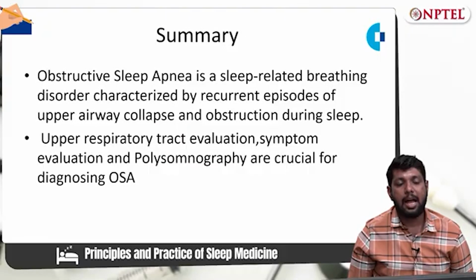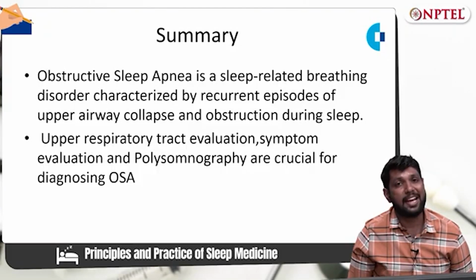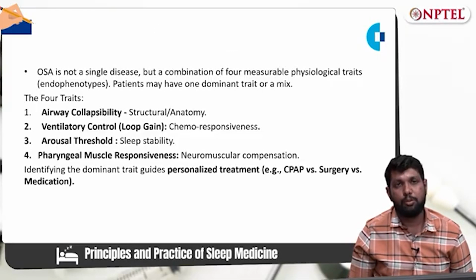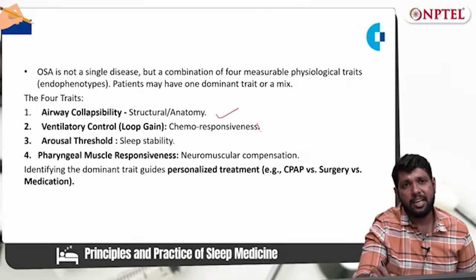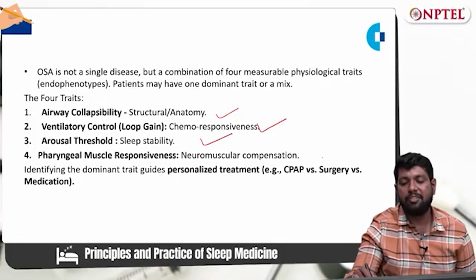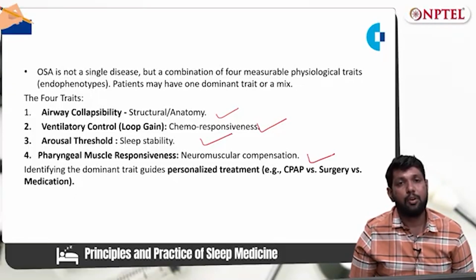Summary. The obstructive sleep apnea is a sleep-related breathing disorder characterized by recurrent episodes of upper airway collapse and obstruction during sleep. So, the upper respiratory tract evaluation, symptom evaluation and polysomnography are crucial for diagnosing OSA. So, OSA is not a single disease but a combination of 4 measurable physiological traits, that is endophenotypes. The 4 traits include airway collapsibility, ventilatory control, arousal threshold and pharyngeal muscle responsiveness. So, identifying the dominant trait helps in personalized treatment.